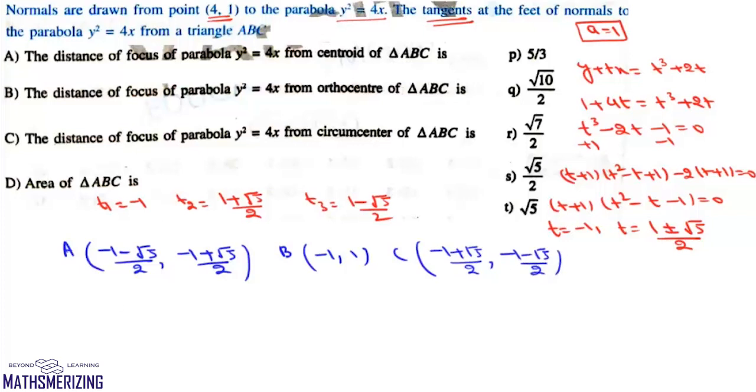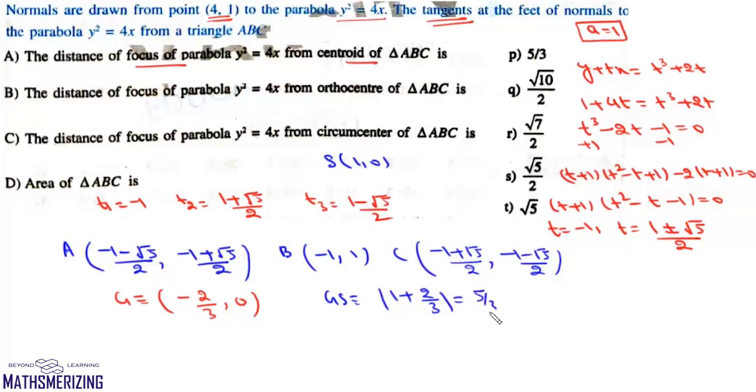Now first we'll find the centroid of this triangle. We'll add the x coordinates, so root 5 by 2 will cancel. We'll get minus 1 and then minus 1, so it will be minus 2 by 3, and for its y coordinate, root 5 by 2 will cancel, so it will be 0. Now the distance of the focus from the centroid. For this parabola, the focus is at (a, 0), so it will be at (1, 0). So the distance of the focus from the centroid will simply be the modulus of 1 plus 2 by 3, so it will be 5 by 3. So option A matches, 5 by 3.